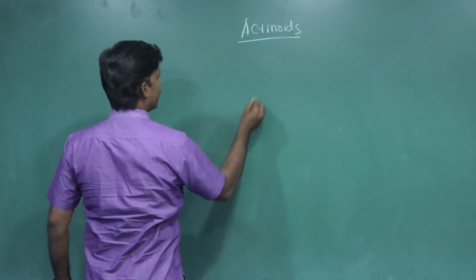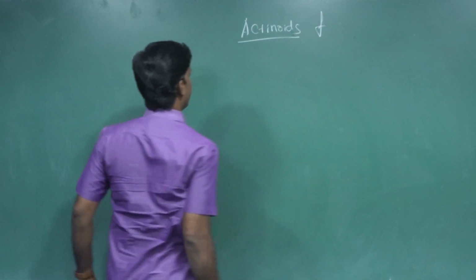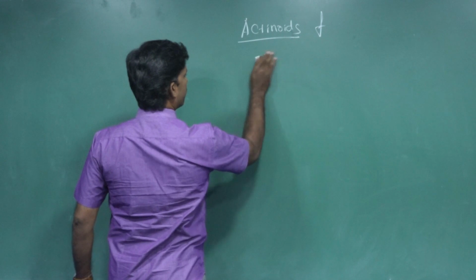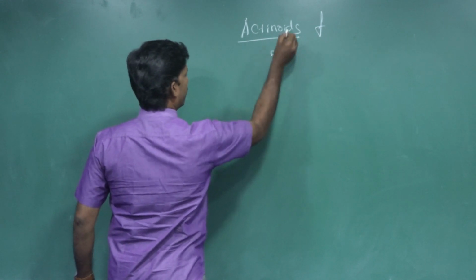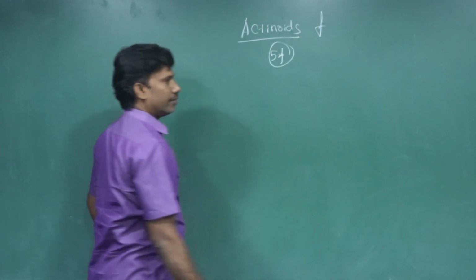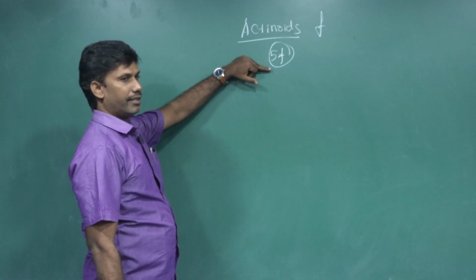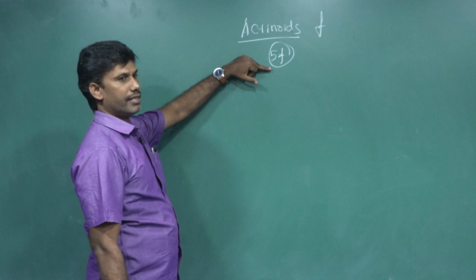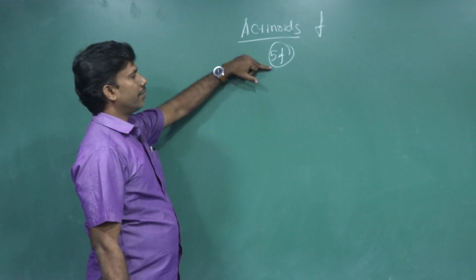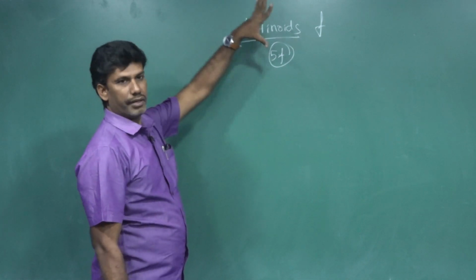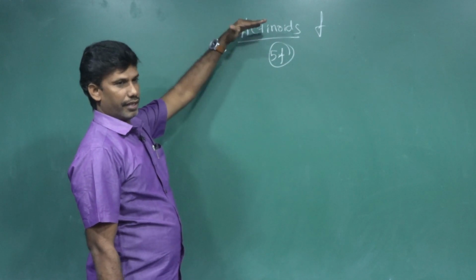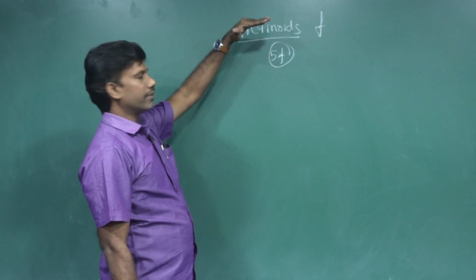Since these are F-block elements, the differentiating electron enters the 5f orbital, so this may be called the 5f series. Lanthanides are called the 4f series, and this is the 5f series. Actinides are all radioactive elements. They are present in a very low percentage in the earth's crust.